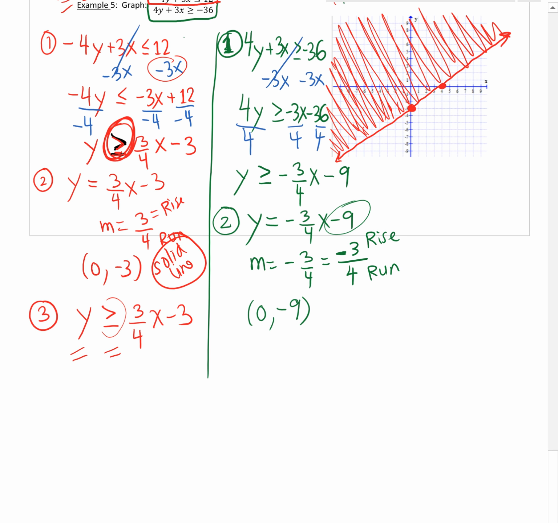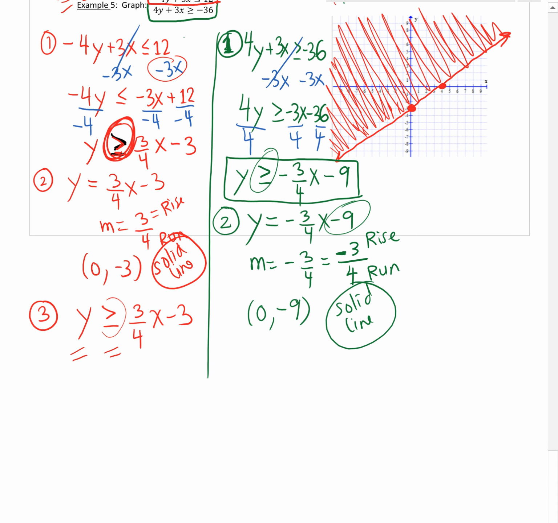Looks good. Now I have to determine if it's going to be a solid line or a dashed line. Let's see, when I got y by itself, this was my inequality. The inequality symbol is a greater than or equal to. Since there is an or equal to component to that inequality, it'll be a solid line, just like the last one.